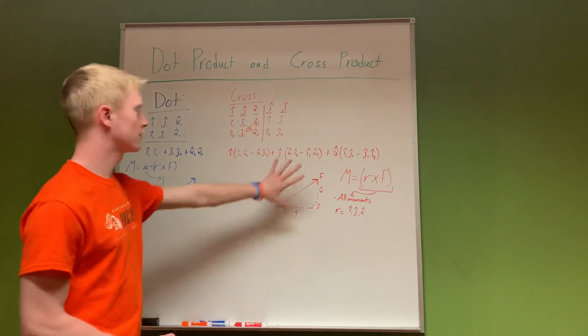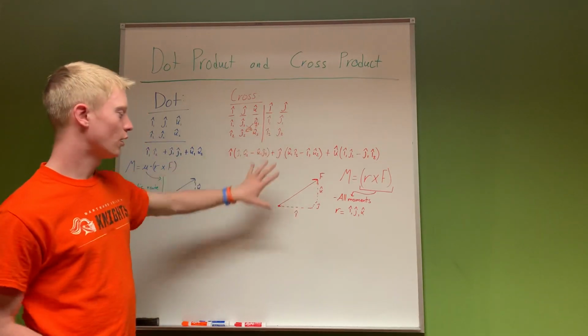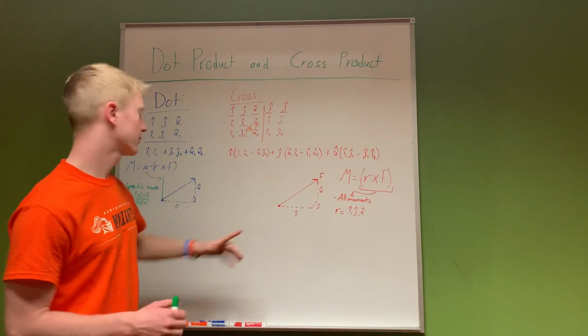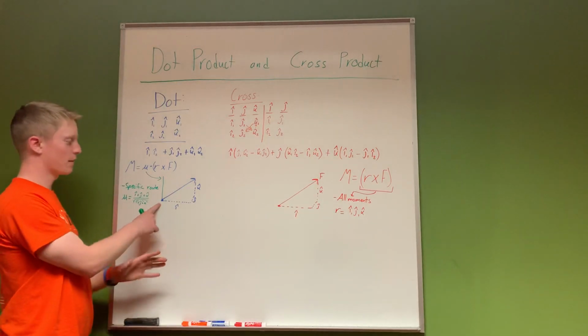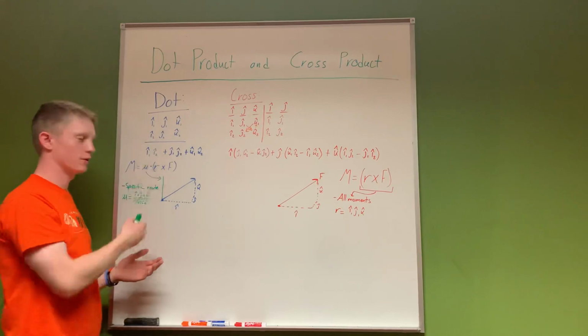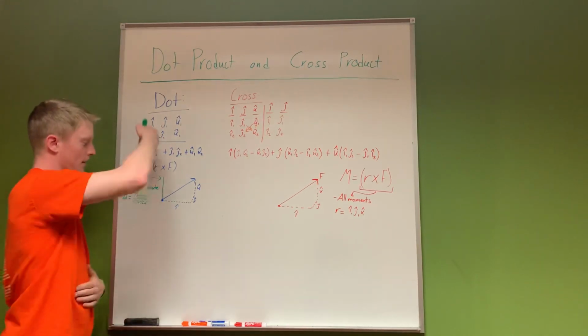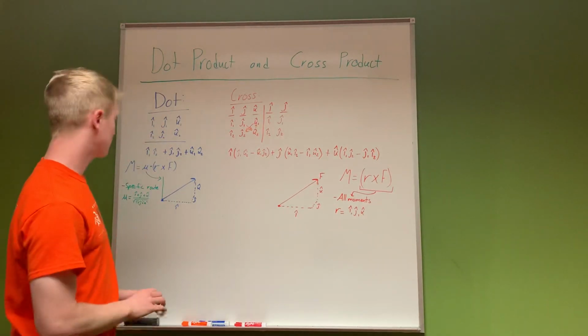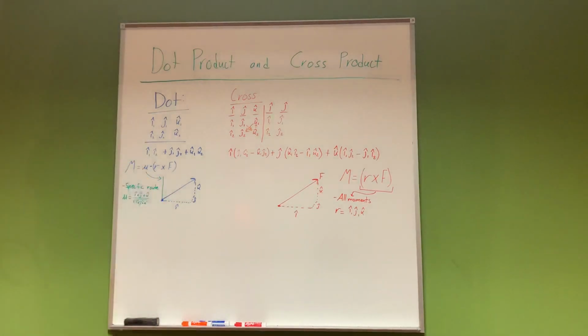So yeah, this is the more general, all the moments around this point, versus if you're looking at that same point but you want to know the moment that's in just this direction or just along this specific path, that would be how you would do that. You would use dot product for that.